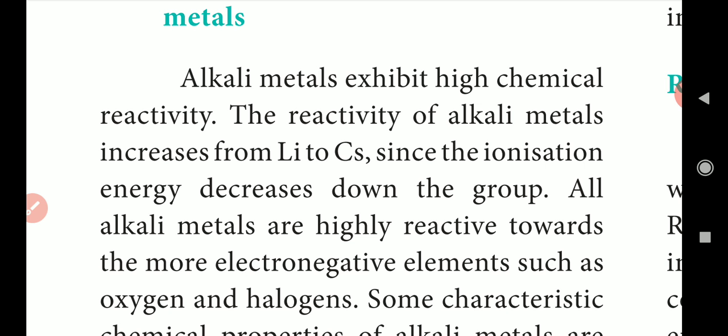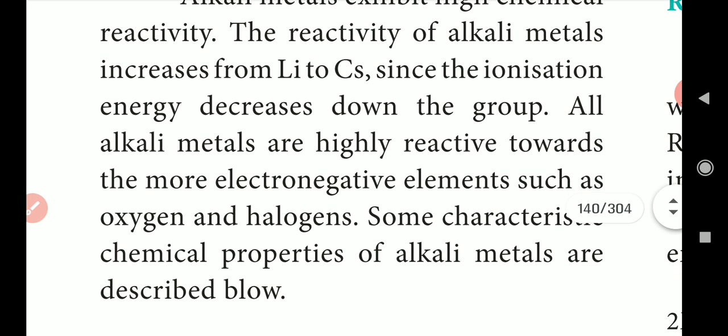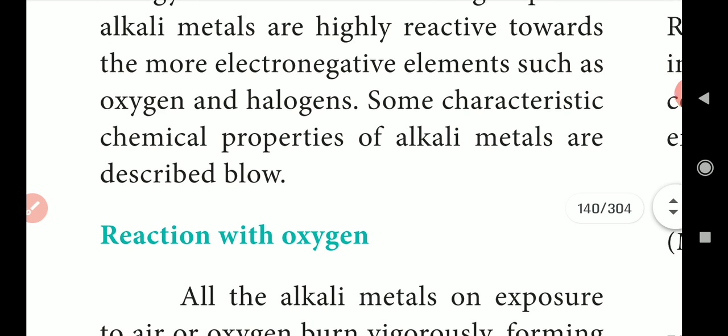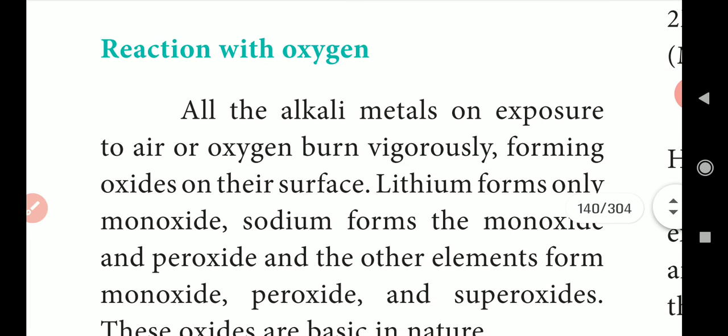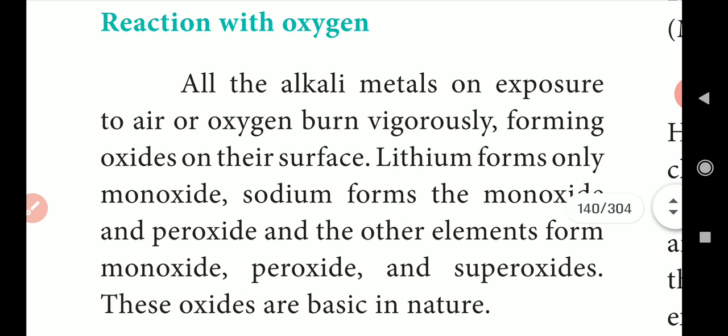Now we will discuss some important chemical properties of alkali metals. First, the reaction with oxygen. Alkali metals on exposure to air or oxygen burn vigorously, forming oxides on their surface. For example, lithium, sodium, and potassium, which we have already discussed in the earlier sections.